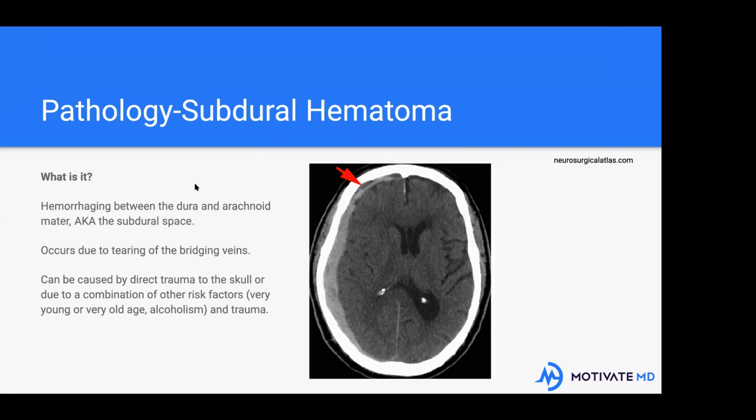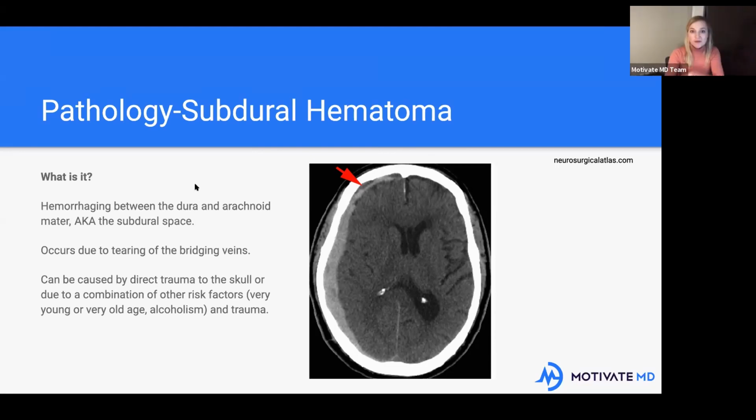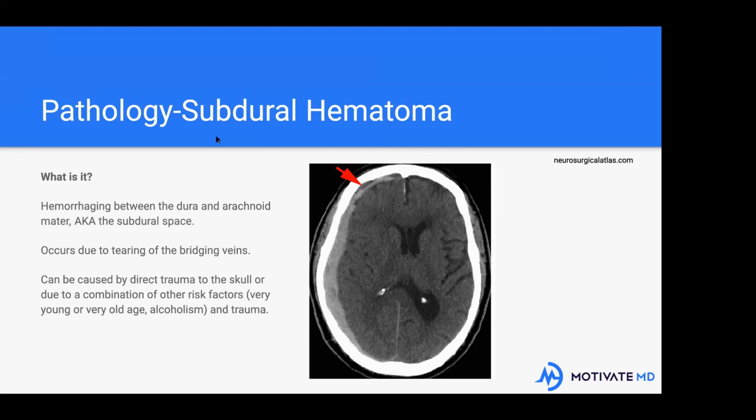Did they affect platelets or something? Sorry, you cut out. What did you say? Do they affect platelets or something to do with clotting?